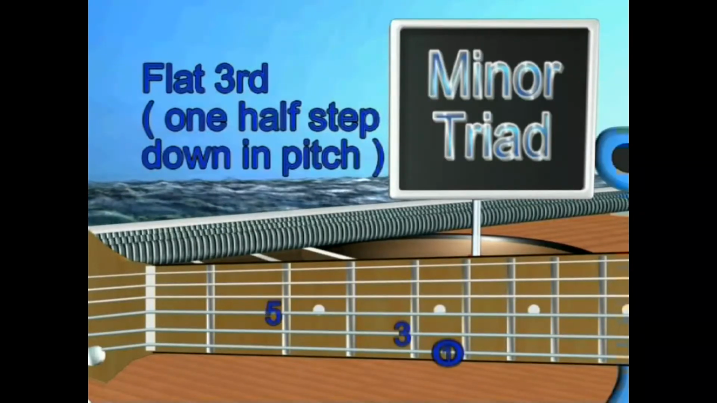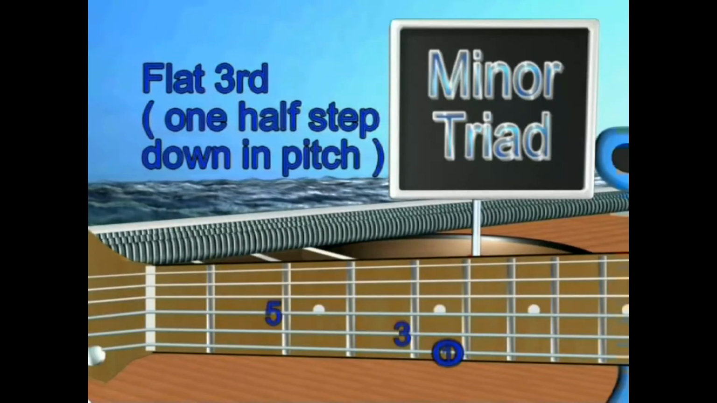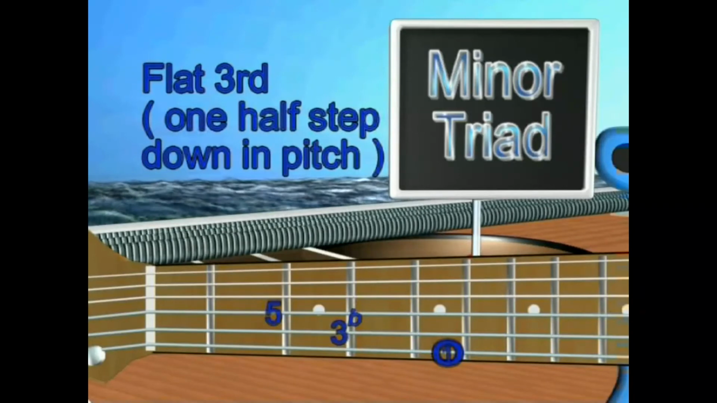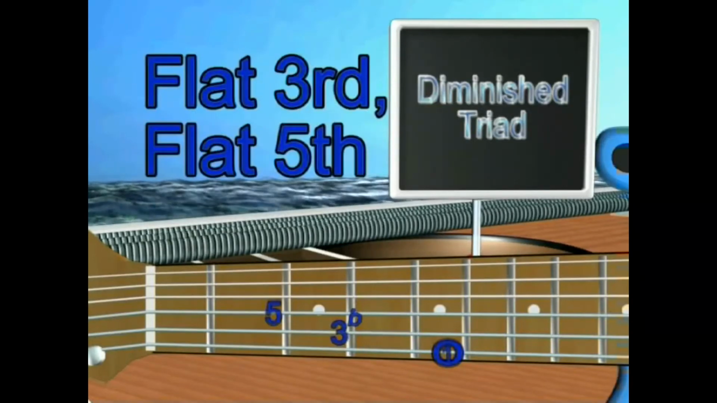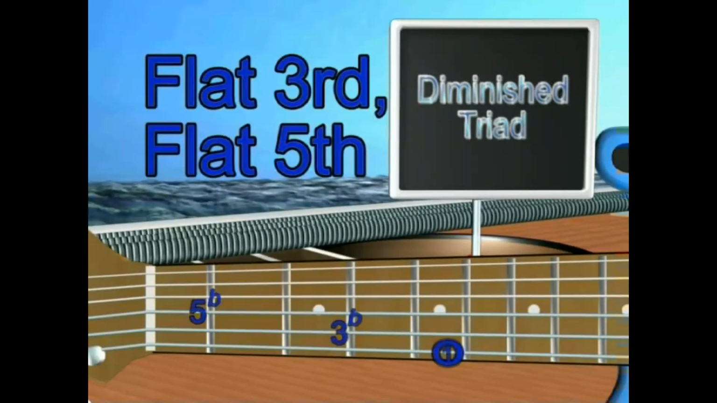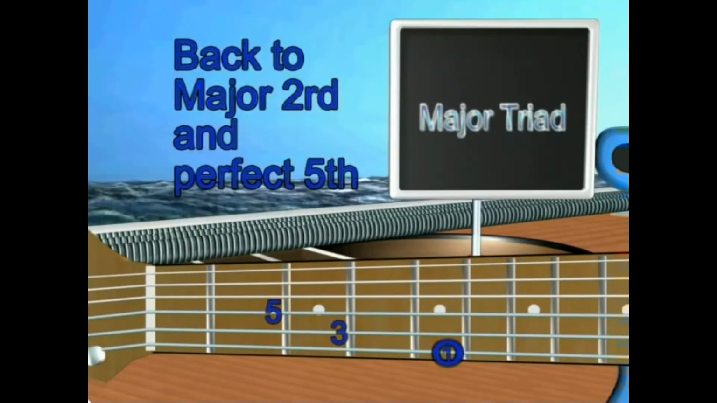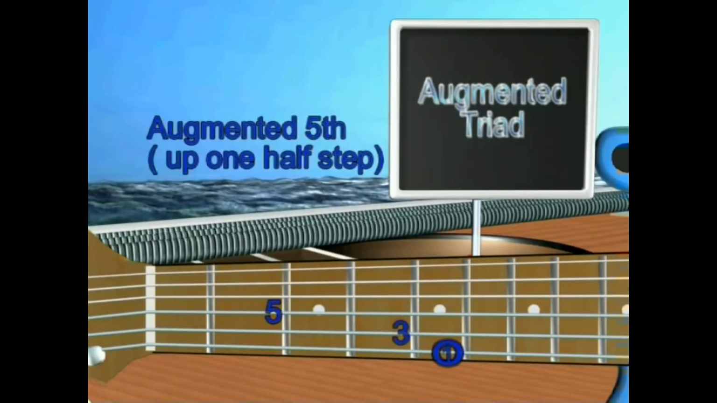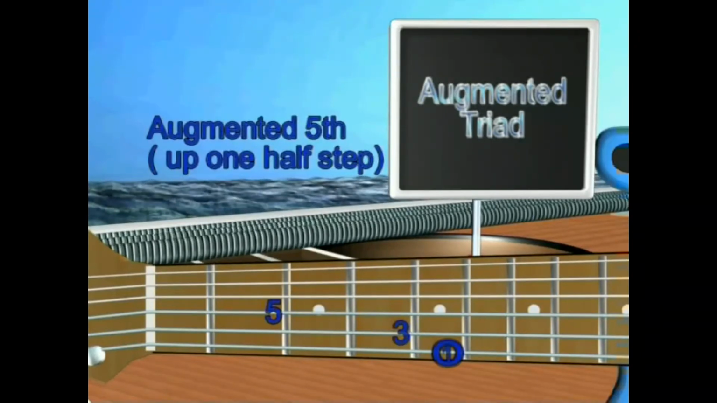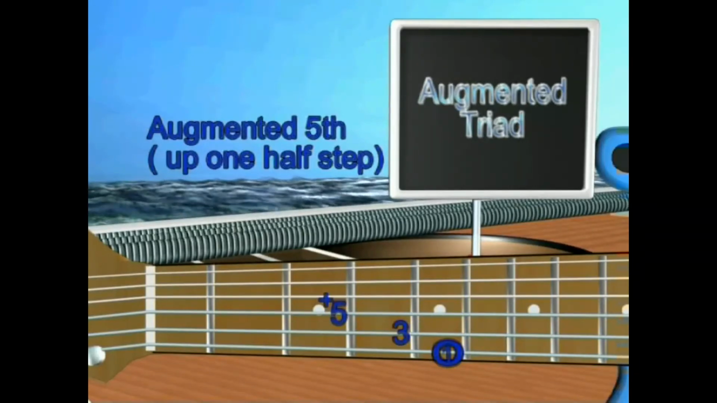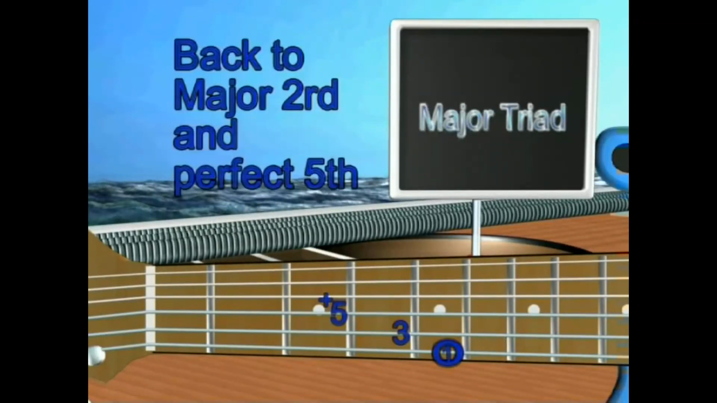You can create minor triads by flatting the third of a major triad. To flat a note is to take it down in pitch 1 fret or 1 half step. You can create a diminished triad by flatting the major third and the perfect fifth. You can create an augmented triad from a major triad by sharpening or raising the perfect fifth of the major triad 1 half step or 1 fret.